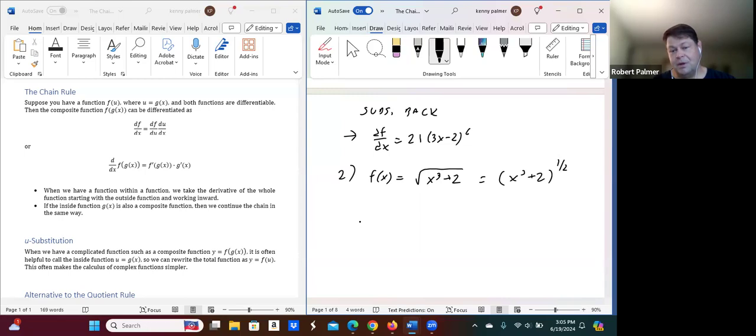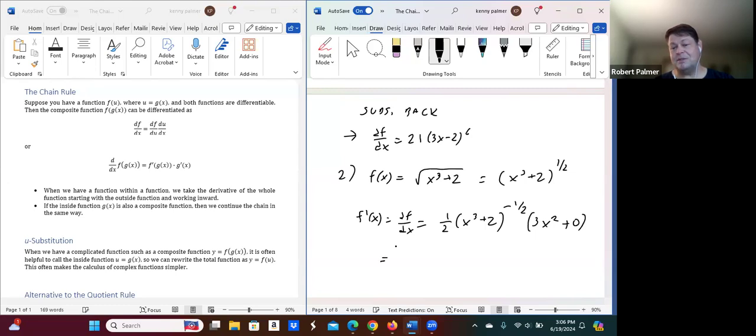All right. So the derivative, you write it as f prime of x, or you can write it as df dx. So the derivative of the outside function, the outside function is something to the 1/2 power. Remember, this works just like a regular power, so it's 1/2 times that something, x cubed plus 2, and then reduce the power by 1. So 1/2 minus 1 is negative 1/2. And then the derivative of the inside. The derivative of x cubed plus 2 is just going to be 3x squared. And of course, the derivative of 2 is 0.